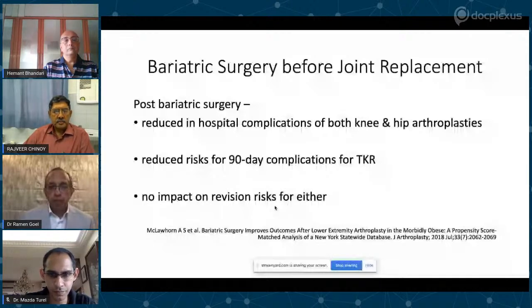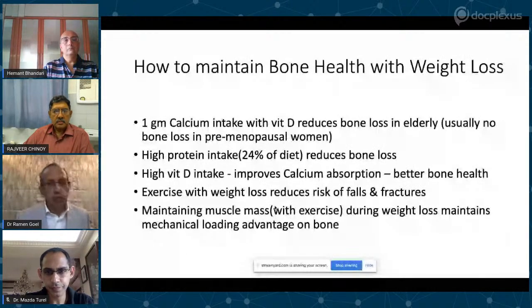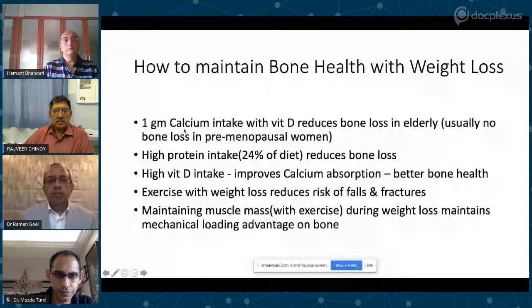This is probably the most important slide, that people who lose weight, as we have discussed earlier, they also lose bone mass. Now, this is not new to our bariatric patients. All of them are advised 1 gram of calcium intake with vitamin D. And this is more important in elderly people, elderly postmenopausal women or men also.